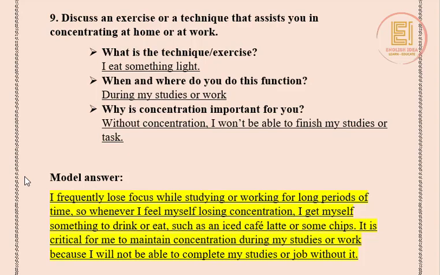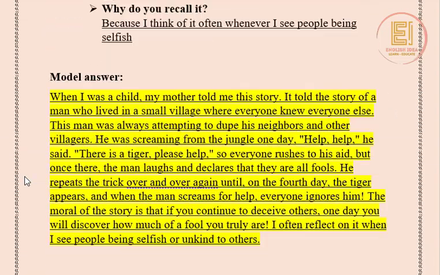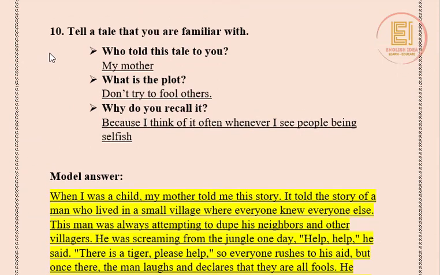Okay, so now let's move on to the final question for today's video. Tell a tale that you're familiar with. I'm sure y'all are wondering, what kind of question is this? But let me tell you, in the proficiency exams, sometimes you will come across such a question. It will be so random, I tell you. Okay, so let's move on to the first question, which is, who told this tale to you? What is the plot? And why do you recall it?